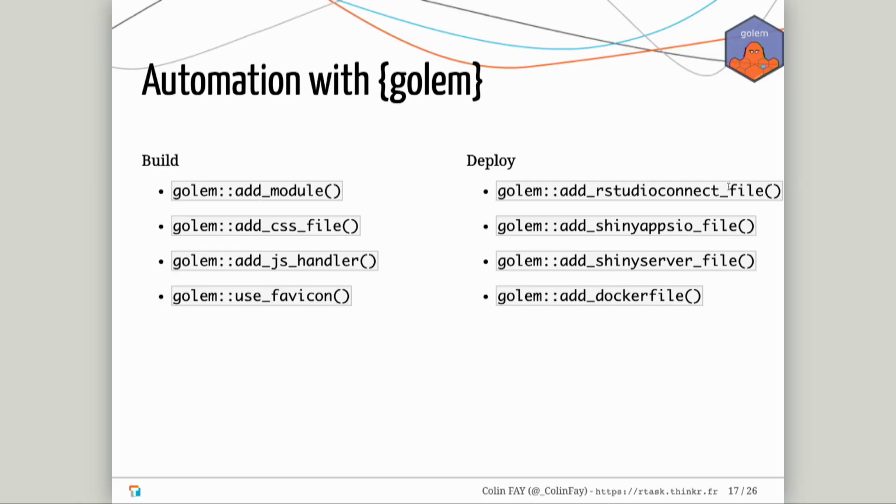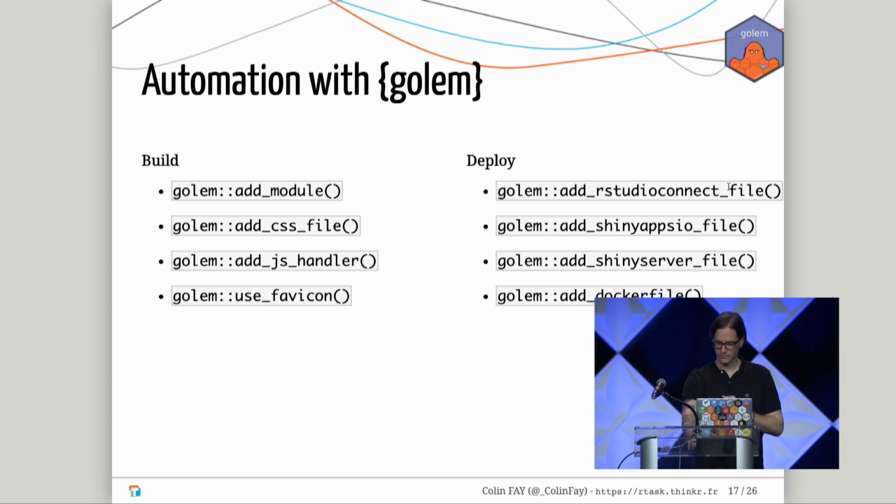Same goes for deployment. If you want to deploy to any RStudio products, we have functions to create a file that can be deployed to Connect, to shinyapps.io, or to a Shiny server. And if you want to create a Docker file out of your package, you also have 3 functions that can be used to create this Docker file. And I hope that in the future we can support more deployment platforms.